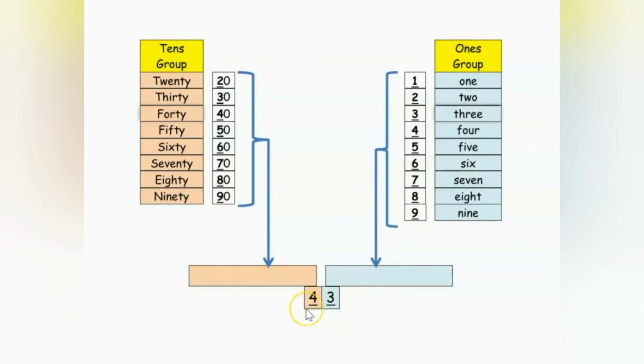3, 4. Ones group: 1, 2, 3. Tens group: 2, 3, 4 become 40. So the number is 43.